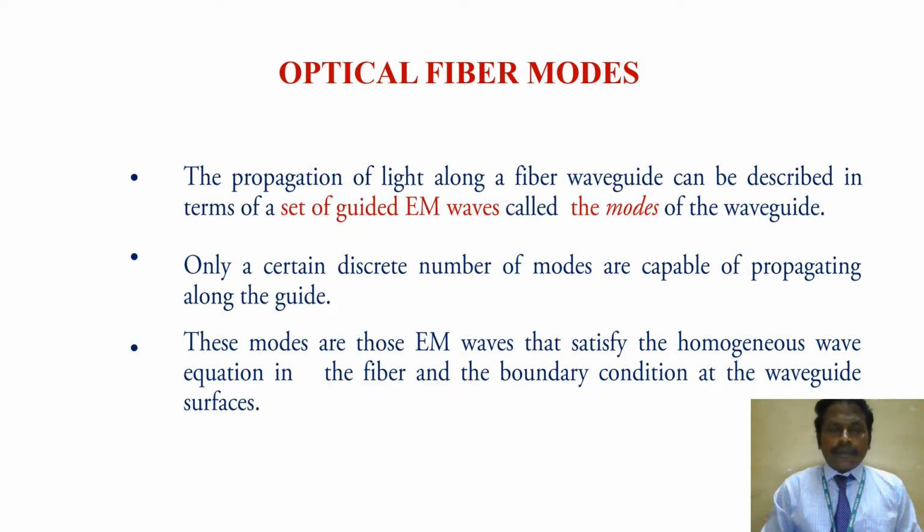Then, the optical fiber modes. The propagation of light along the fiber waveguide can be described in terms of a set of electromagnetic waves called modes of the waveguide. The set of guided electromagnetic waves inside the fiber is called the modes of the waveguide. In this set, only a certain discrete number of modes are capable of propagating along the guide. These modes are those electromagnetic waves that satisfy the homogeneous wave equation in the fiber and the boundary conditions at the waveguide surfaces.